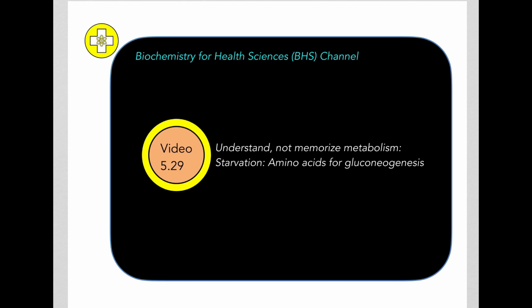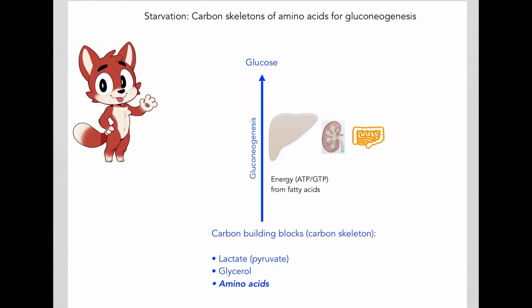Today's video is starvation, amino acids for gluconeogenesis. As mentioned in previous videos, gluconeogenesis is a very important metabolic pathway, especially during starvation. Gluconeogenesis requires energy, and most of this energy comes from fatty acids. Energy is not a problem because even during starvation, we have sufficient fat that can give us fatty acids that can provide energy for gluconeogenesis.